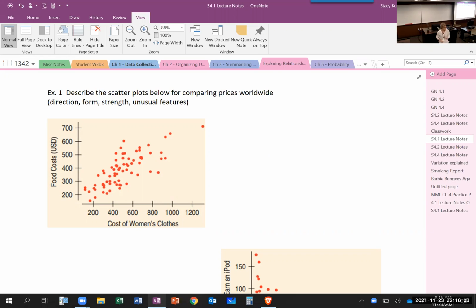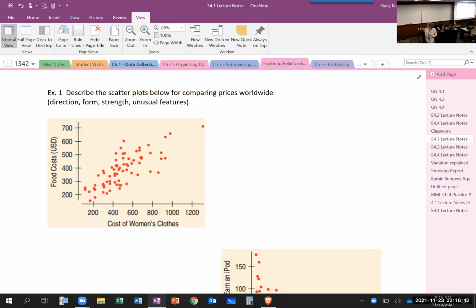And what we want to know is, is there a relationship between the two variables? So for this particular one, we would say that there is a positive association, right? Do we agree with that? There's a positive association between the cost of women's clothing and the cost of food. Okay. We would say that it is linear. I would say that it's straight or linear, right? It's all kind of moving in a general linear direction. How would you describe the strength of that? Moderate. Yep. Okay.